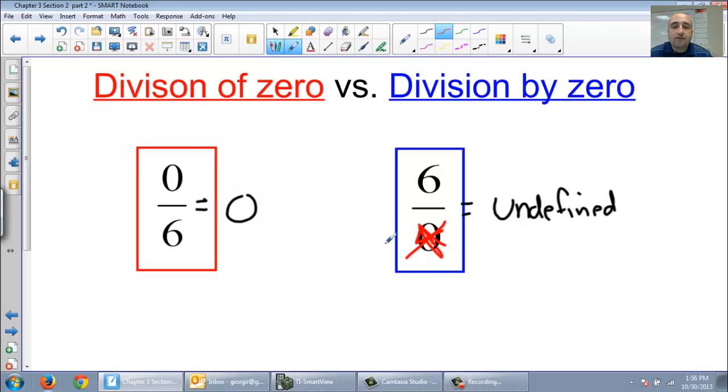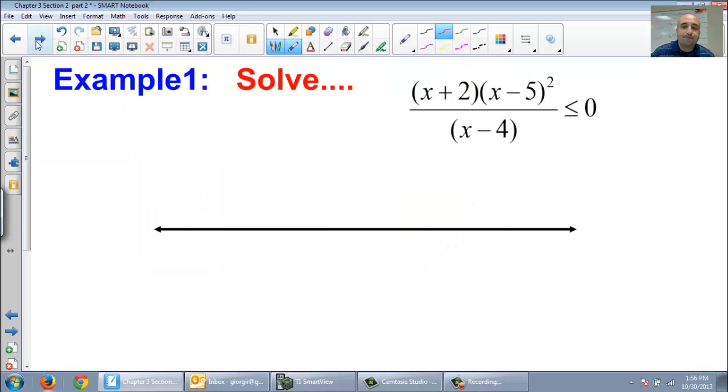Okay, so we're going to use this information to help us with our next example. This should look very similar to yesterday's section. We have a bunch of factors, and it's either less than or greater than 0. The only difference is we now have a fraction, with this x minus 4 on the bottom. I'm going to do this just exactly like we did it yesterday. I'm going to put 0, 1, 2, 3, 4, 5, and 1, 2, 3, 4, 5.